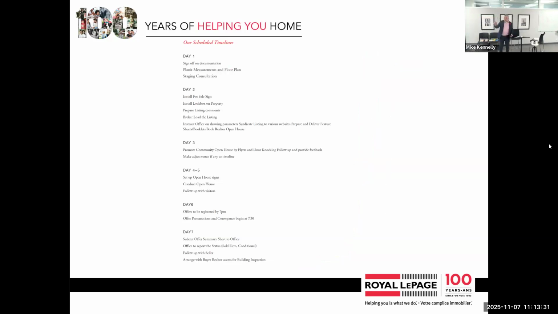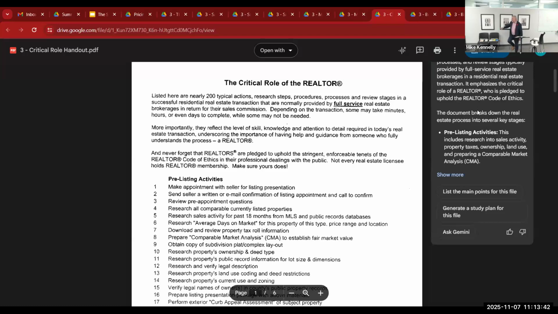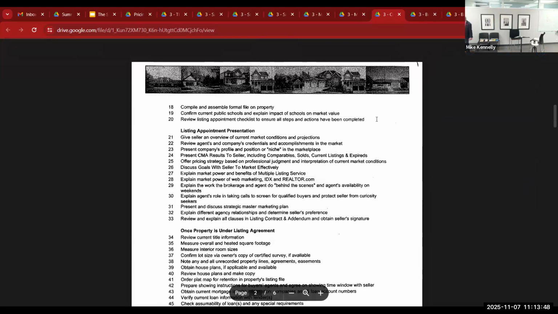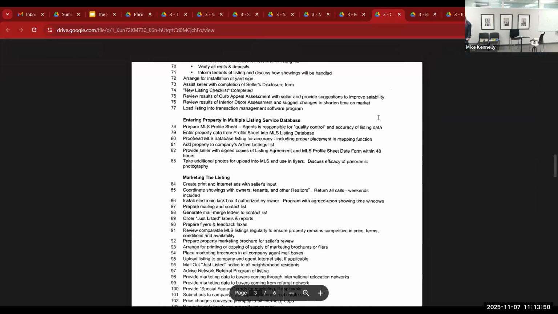No. Matt, if you can pull up the critical roles of the realtor. If you're struggling right now to think what to put in there, I got you covered. One of the handouts that Matt gave you is called the critical role of the realtor. And if you go to the very bottom page, how many do we have that you can use and cherry pick from?